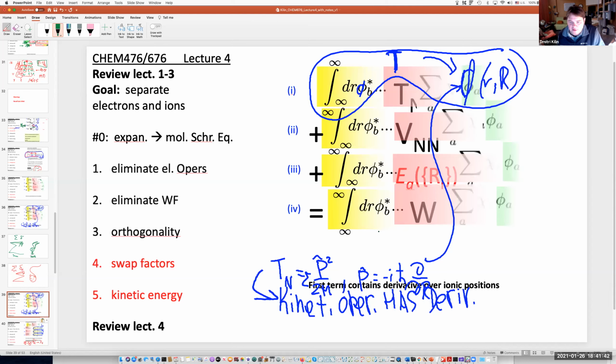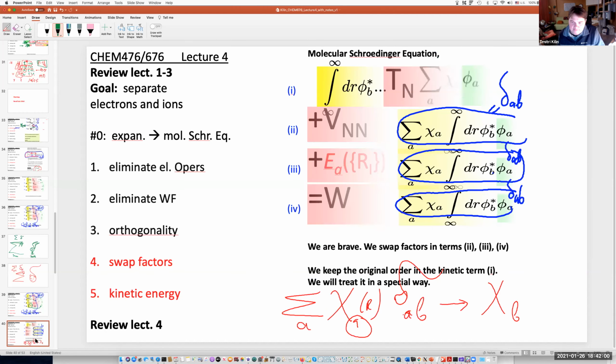So we did agree with this equation. And in the next slide, I'm going to move this integration right here. So for term number four, it will be possible because W is not an operator. It is only a number. So we keep the nuclear wave function unchanged. We have the summation, which is our snake. And we do have the integral of the wave function with index B and the wave function with index A, right? So when we perform this integration, it generates delta of A and B.